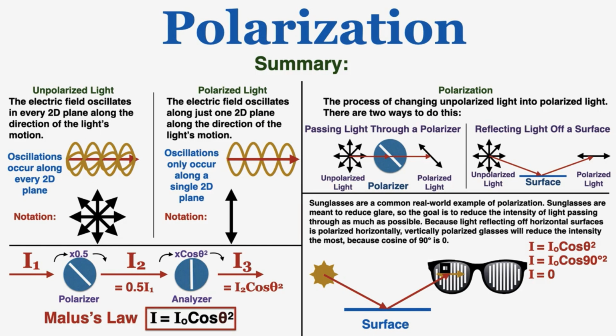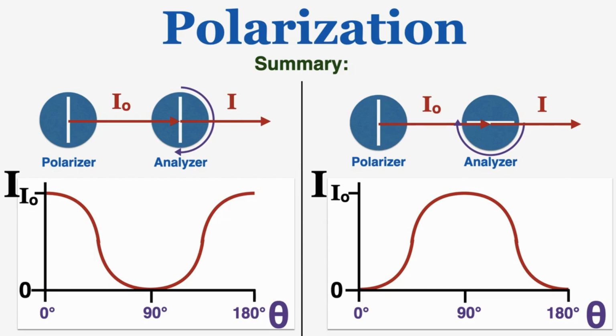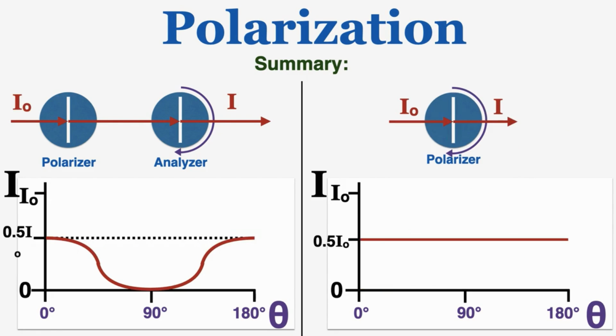So this is the summary. This is everything that we talked about: the definition of unpolarized and polarized light, polarization, Malus's law, and an everyday example of polarization with sunglasses, and the shapes of a few common graphs that appear in intensity versus angle graphs. So that's what you need to know about the polarization of light.